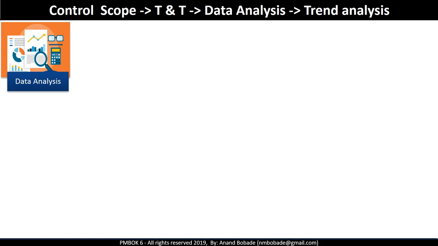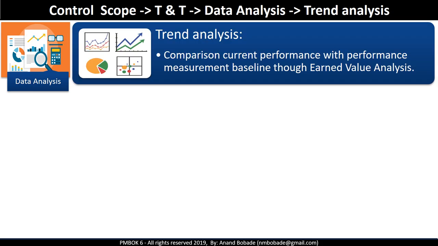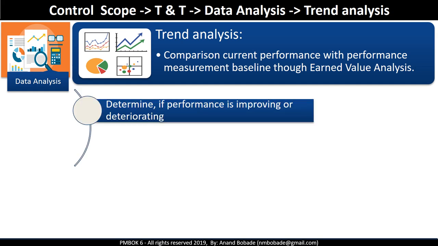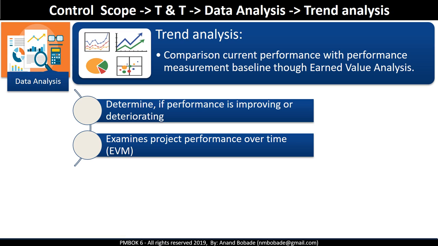Trend analysis. It is a comparison of current performance with the performance measurement baseline. This is usually done through an earned value analysis. Analysis will show if there is a trend towards improving or deteriorating performance. If it is deteriorating, then find out if a preventive action is required to reverse the trend. Remember, when a question is on trend analysis, focus is on examining project performance over time.